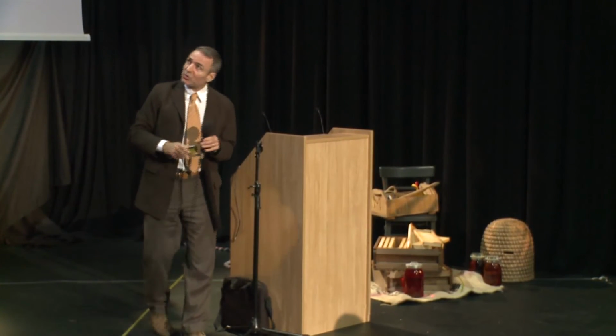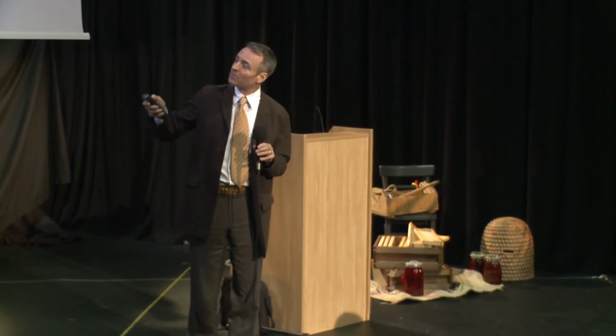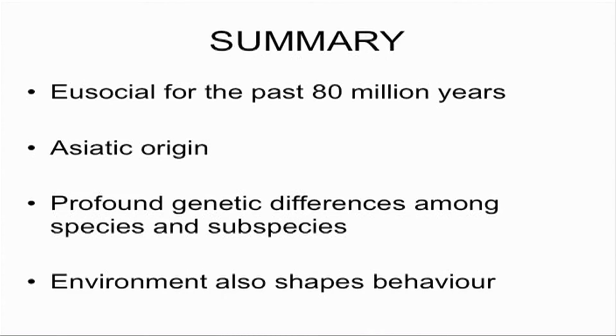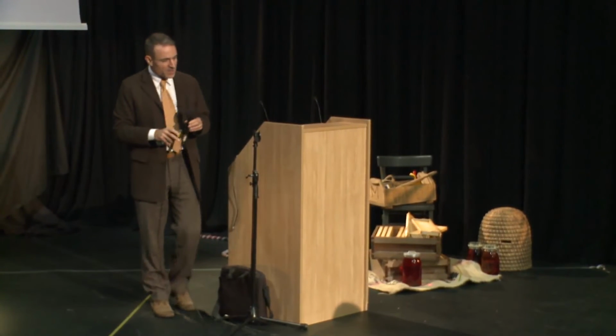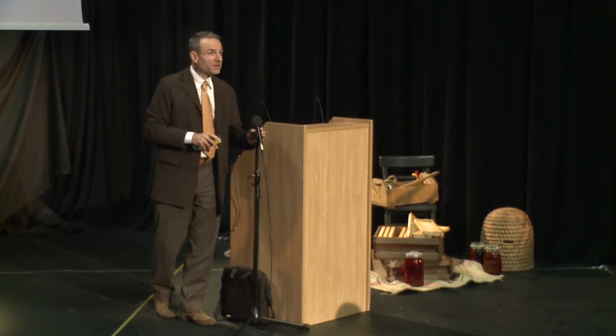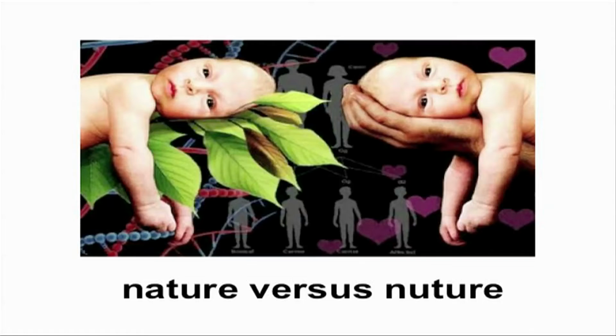So, in summary, we've got honeybees, eusocial for the past 80 million years, undoubtedly of Asiatic origin. Indeed, there are big genetic differences between species and subspecies, but one should not underplay the role that environment also makes in shaping behaviour. And next time you enter one of your pugnacious hives, don't necessarily blame the genes, because they are not the only factor that plays a role.